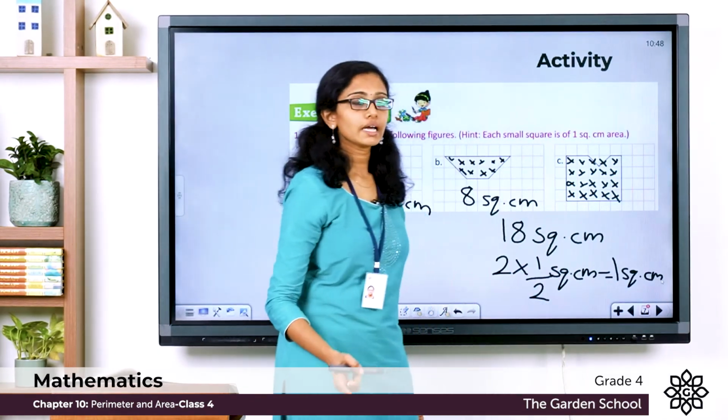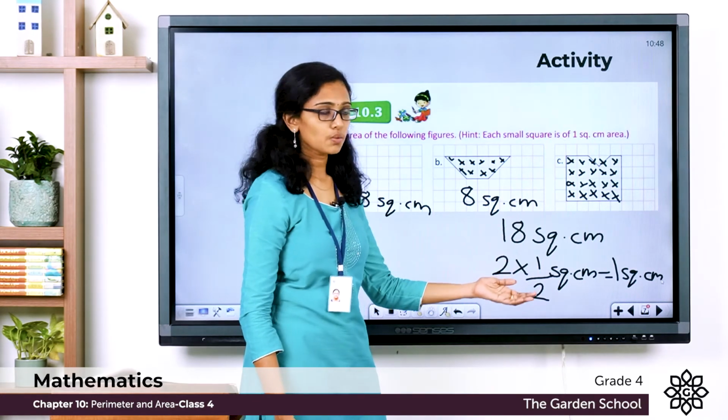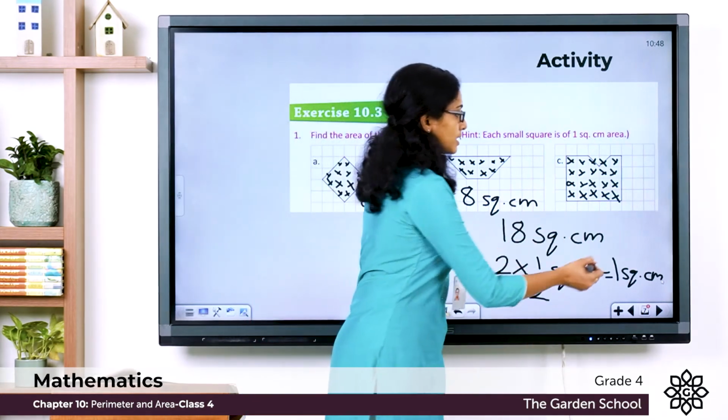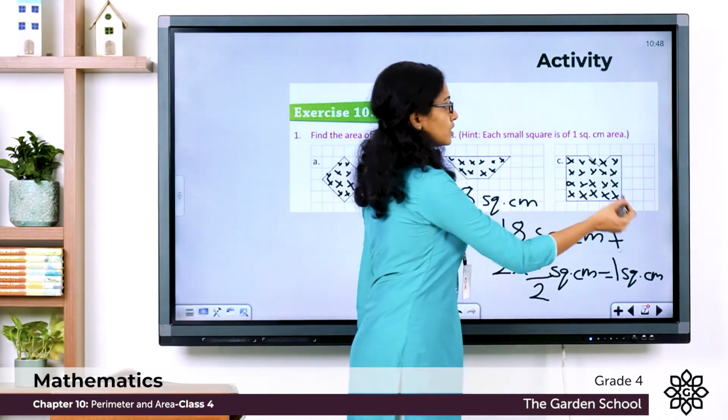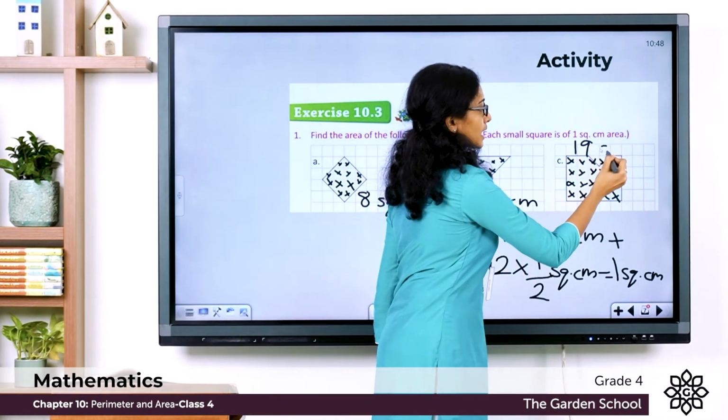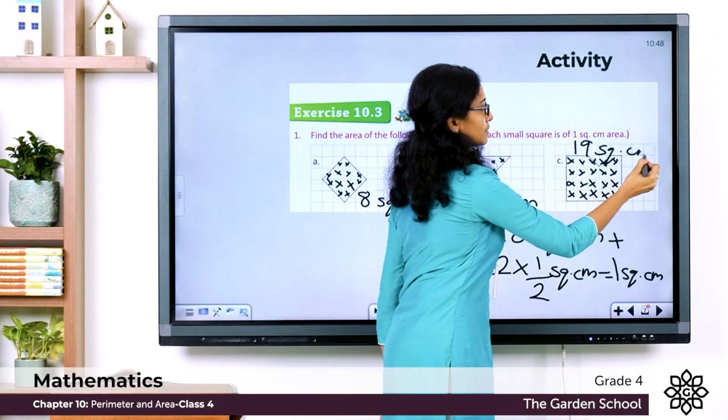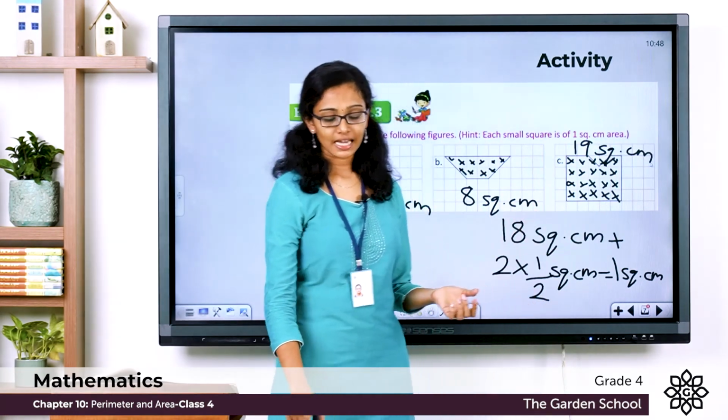So what is the total area? The total area is equal to this 18 square centimeter plus 1 square centimeter. And what is it? It is equal to a total area of 19 square centimeter. I hope you got all these answers correct.